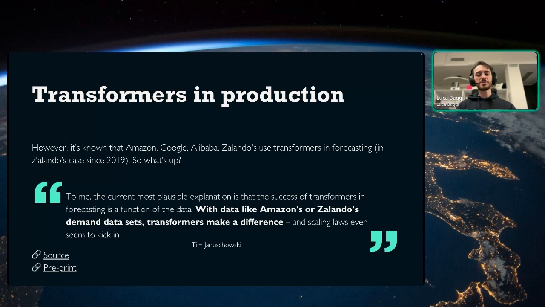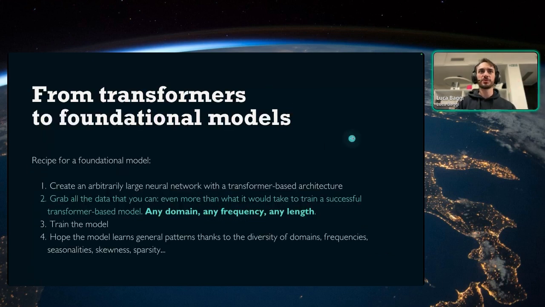And so it turns out that these labs that had a huge amount of data found successful use cases for this kind of architecture, and asked: what if we went beyond, took any kind of dataset we could get our hands on from the time series domain, and trained one huge model on that? Here's what foundational models basically are.